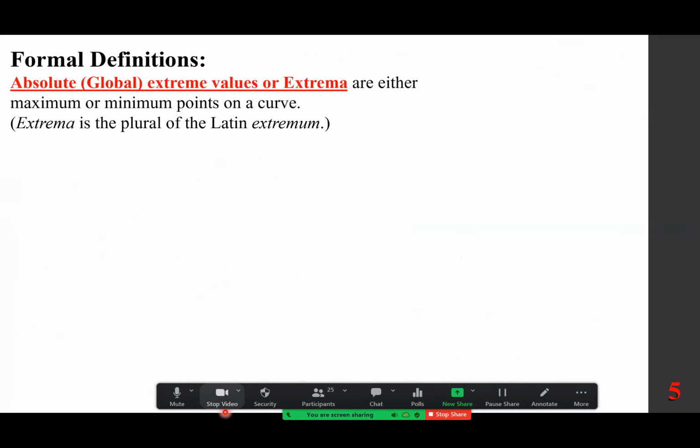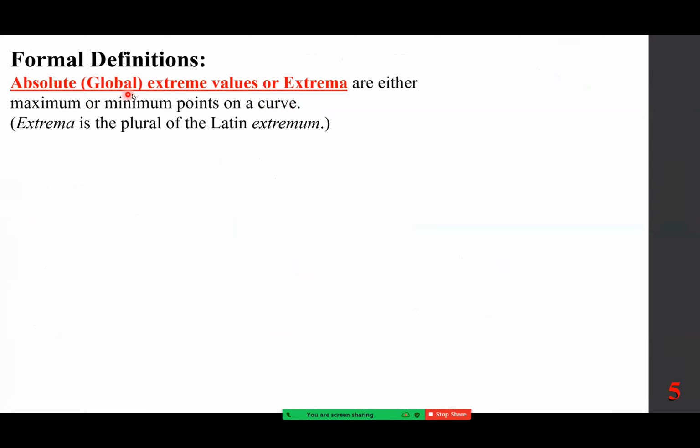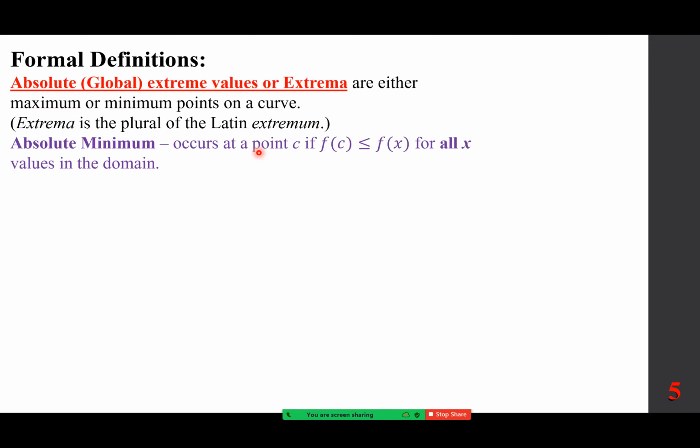Let's look at some formal definitions for extrema. Absolute or global extreme, where extrema refers to both max as well as min, either maximum or minimum, we call them extrema, which is the plural of the word extremum. So absolute minimum occurs at the point c if f of c is less than or equal to f of x for all x values in the domain. So for all x values in the entire domain.